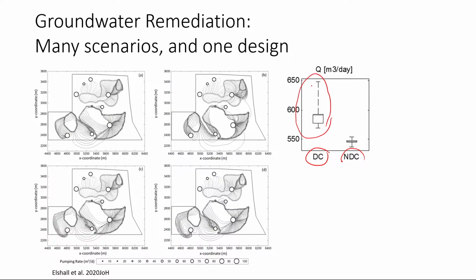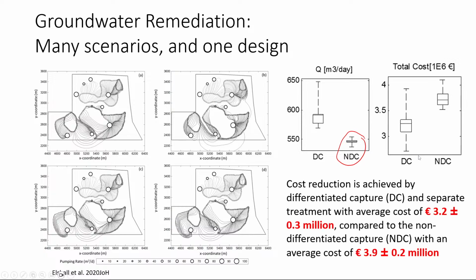Here we run the optimization several times, and that's why you get not just one solution, but multiple solutions. That's how you account for uncertainty also. But for the joint capture, if you are capturing everything together, you don't need to pump much, so you can pump less. And you save much cost here. The cost of this one is less than 3.5 million euro, and the cost of this one is more than 3.5 million euro.